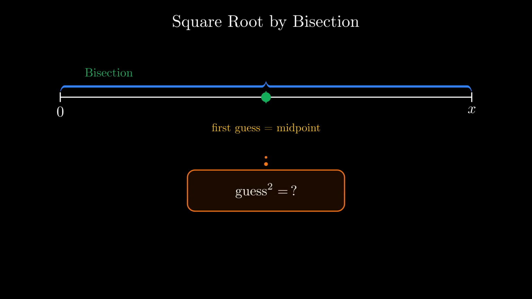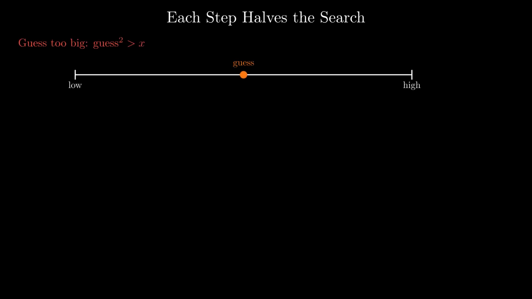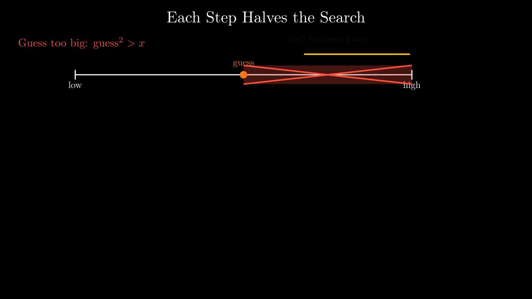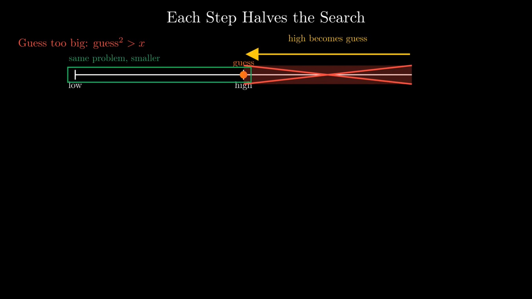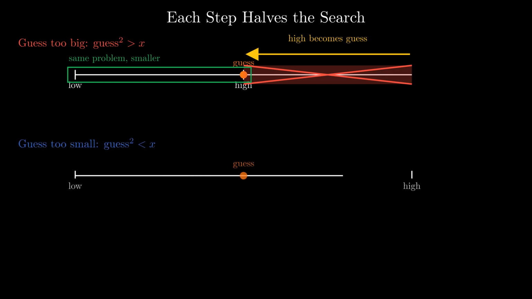At that halfway guess, we ask one question. What is the guess squared? If the guess squared is too big, bigger than x, then the guess itself is too big, and no answer above it can be correct. So we throw away the upper half. The low point stays the same, but the high point becomes this guess. Notice what we now have: a smaller interval with a low and a high, the exact same kind of problem we started with.